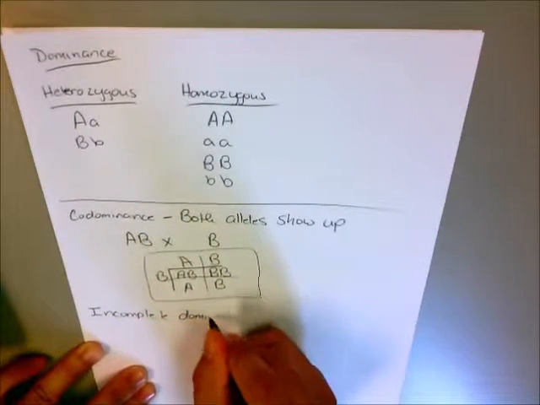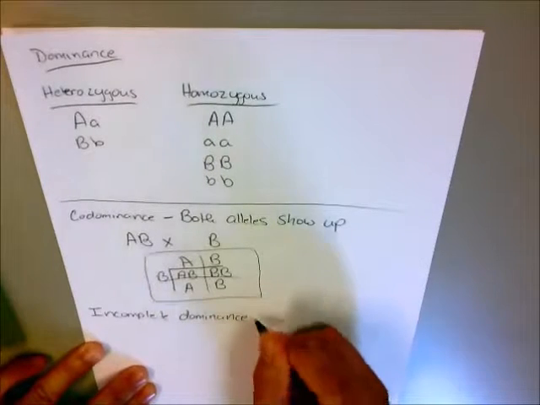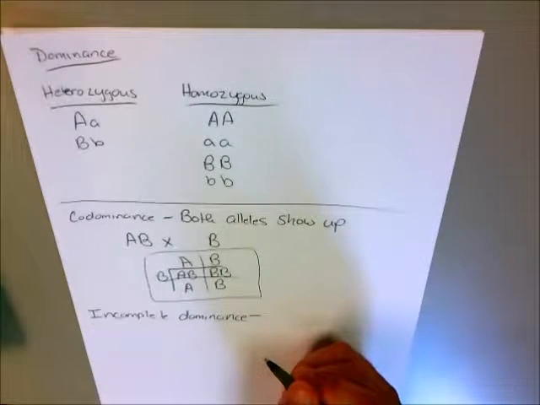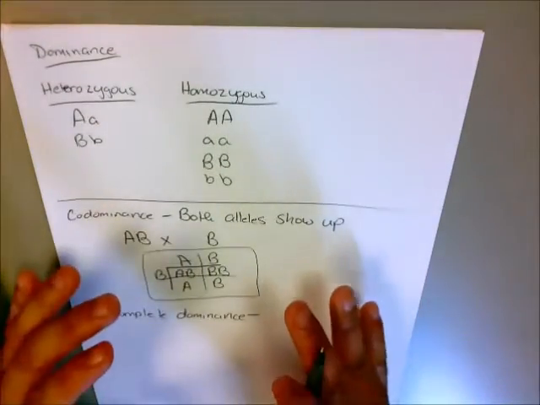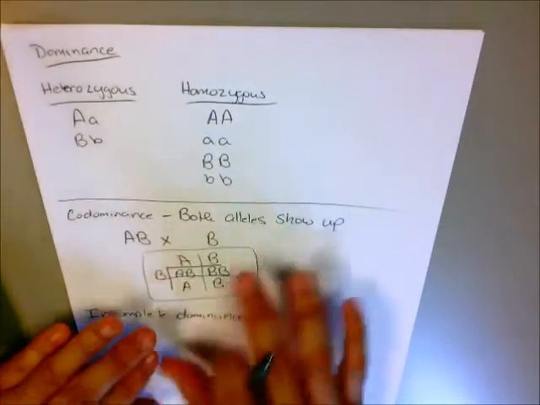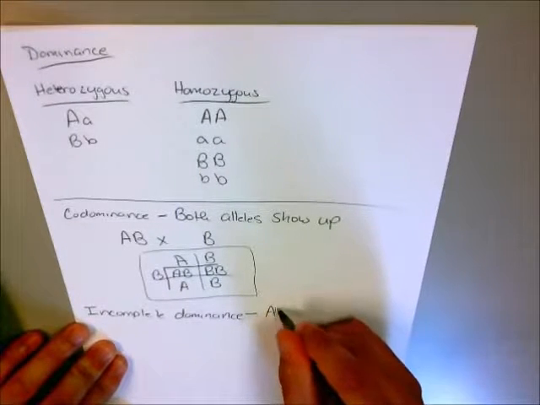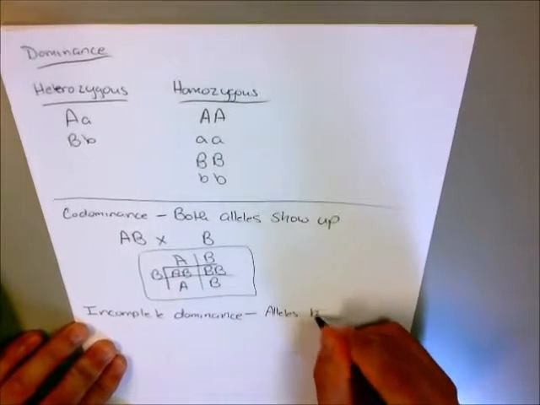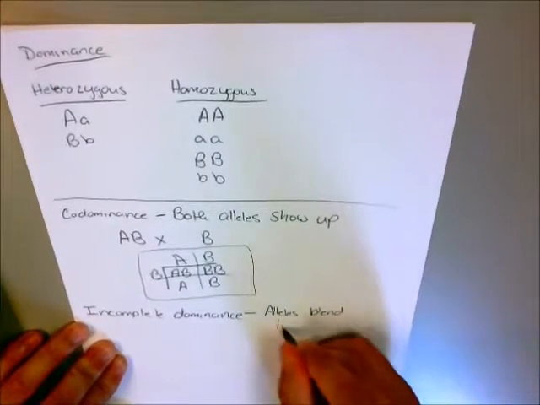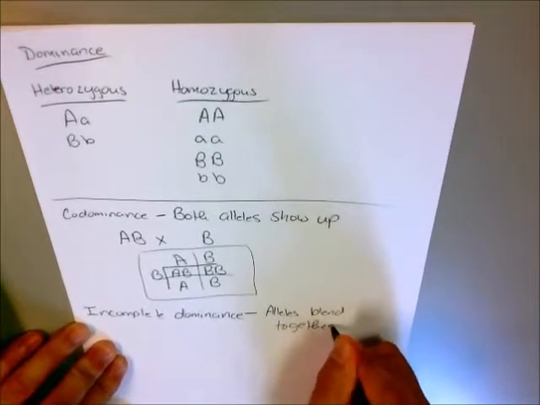Incomplete dominance. Alright. So with incomplete dominance, you're going to have two alleles that essentially blend together. This works best with an explanation of colors. So alleles blend together.